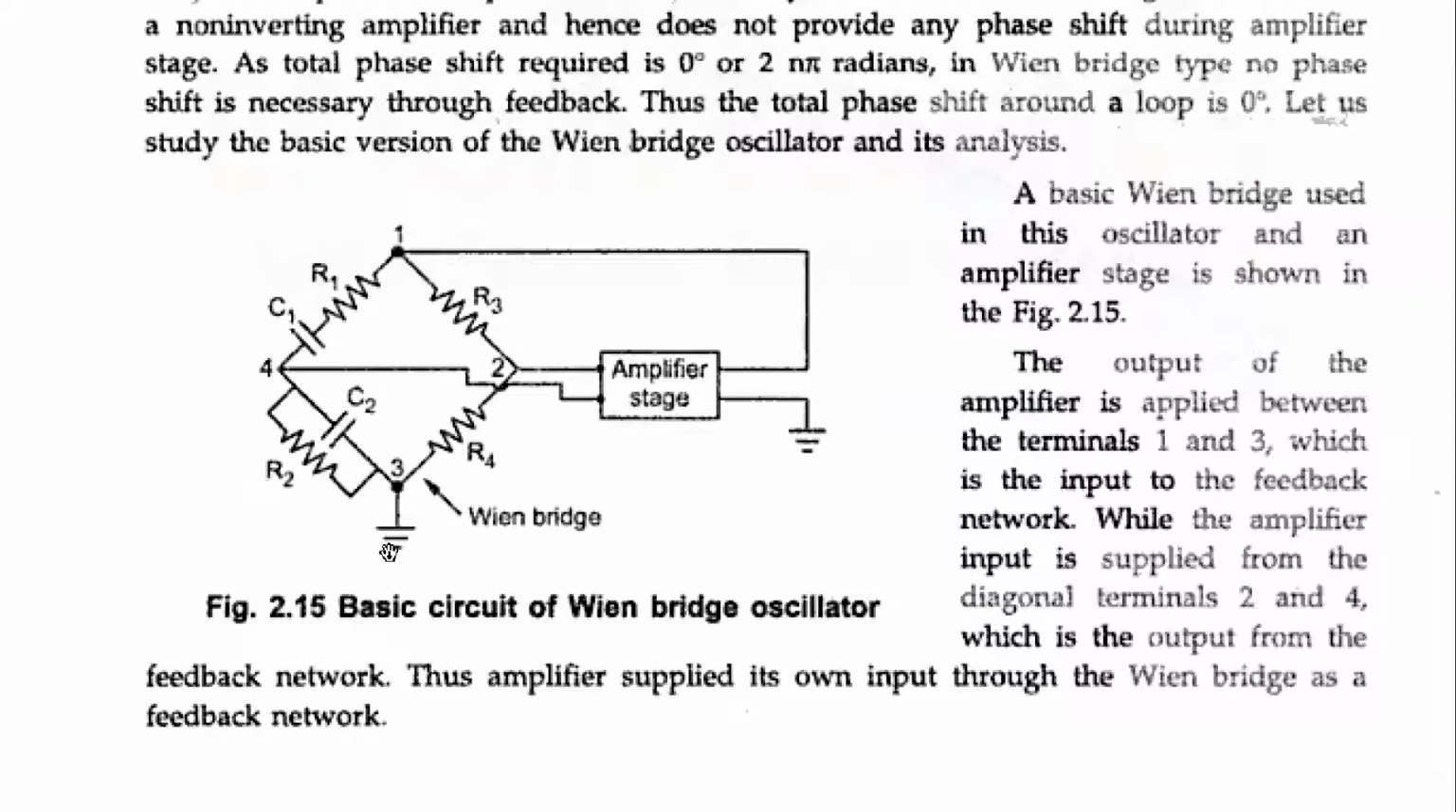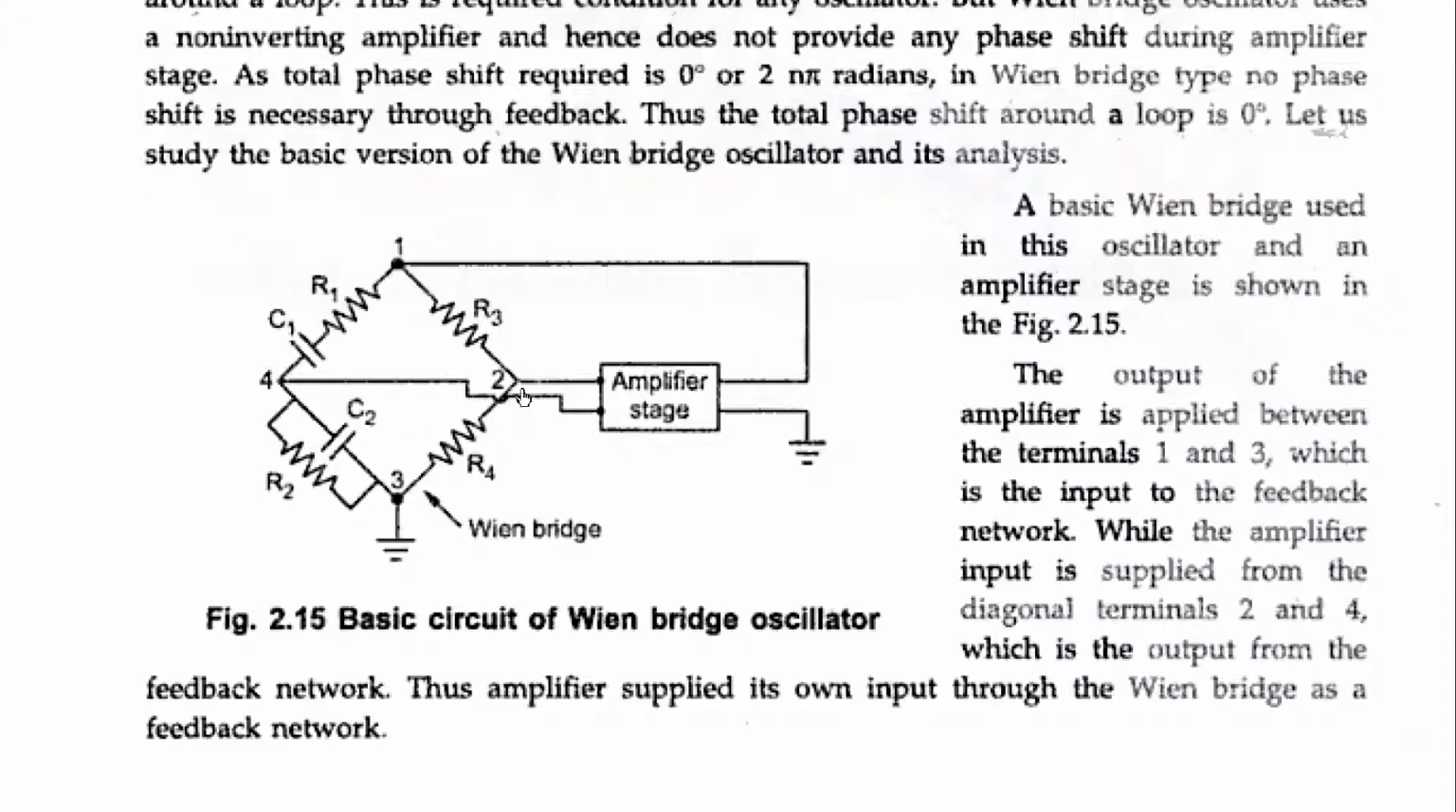I've told you this network provides 0 degree phase shift. Okay, right? 360. The amplifier block, very good, correct answer. This provides 0. A single stage transistor amplifier minimum provides 180 degrees phase shift. So 0 is not possible, right?